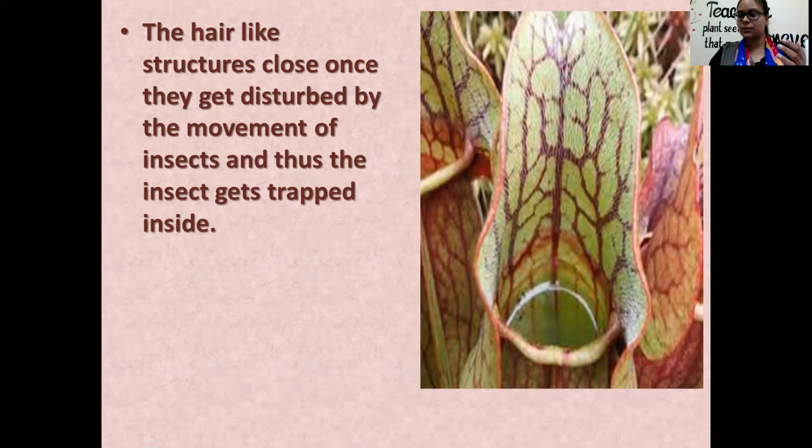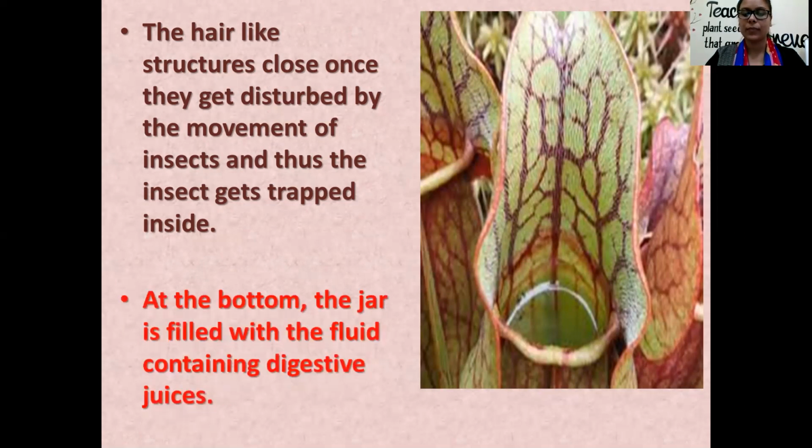The inner lining of the wall is very smooth, so the insect slides down, and there are digestive juices present at the bottom of the jar, and thus the insect gets digested and nutrients like nitrogen are extracted out of it. So the bottom of the jar is filled with a fluid containing digestive juices, and thus the insect is digested.